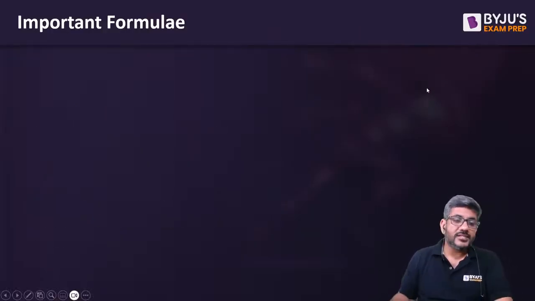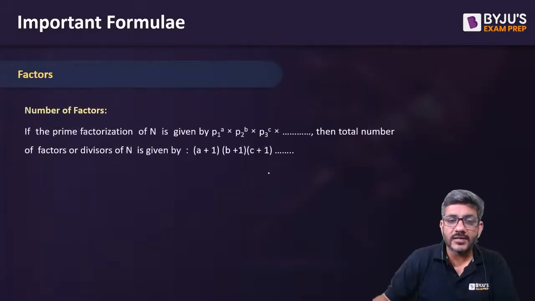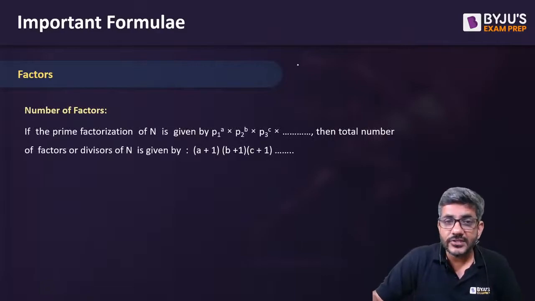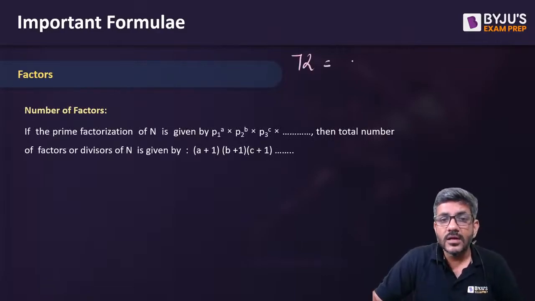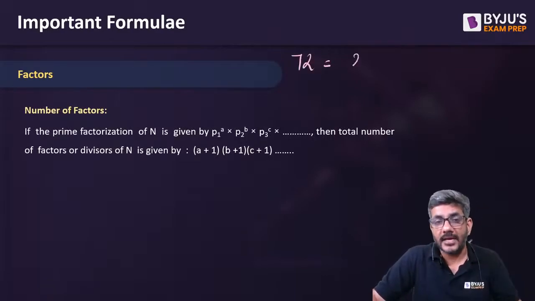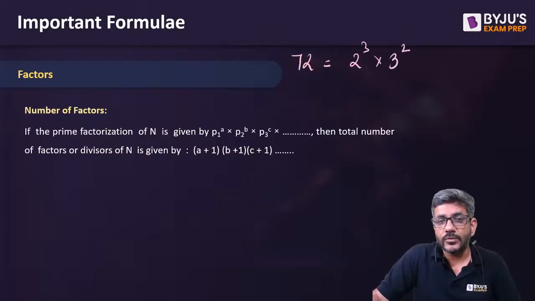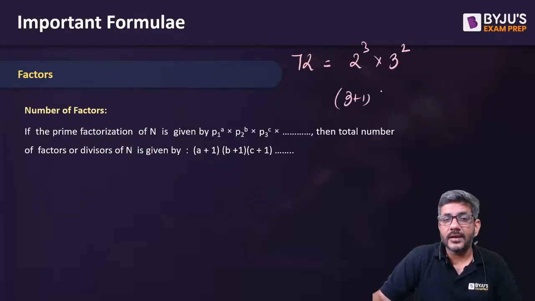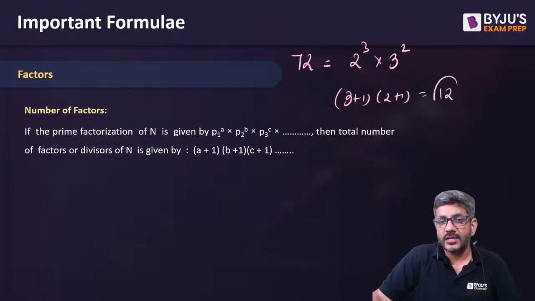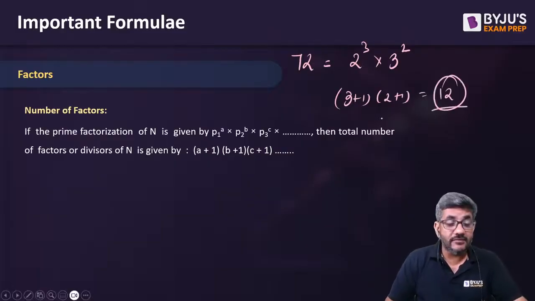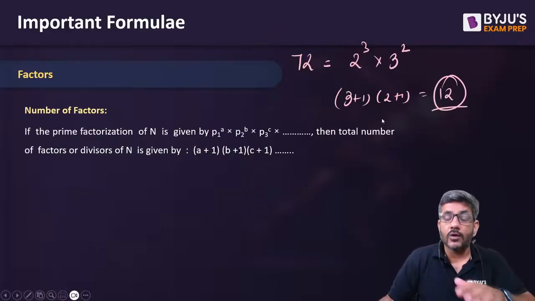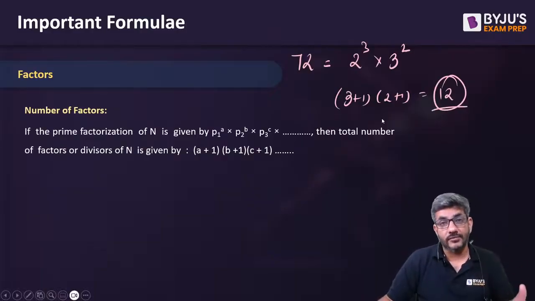The next formula we have is about the number of factors. I think everyone must know this. To find out the number of factors, do the prime factorization. For example, if I write 72, write it as powers of some primes. It is 2 cube into 3 square. So the number of factors is given by adding 1 to the powers and multiplying them. So 3 plus 1 is 4, 2 plus 1 is 3, 4 into 3 is 12. So I can say 72 has got a total of 12 factors.